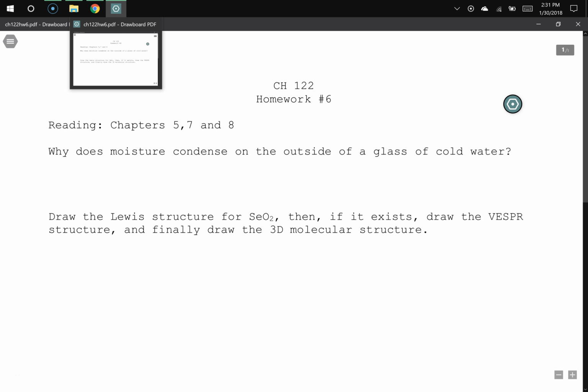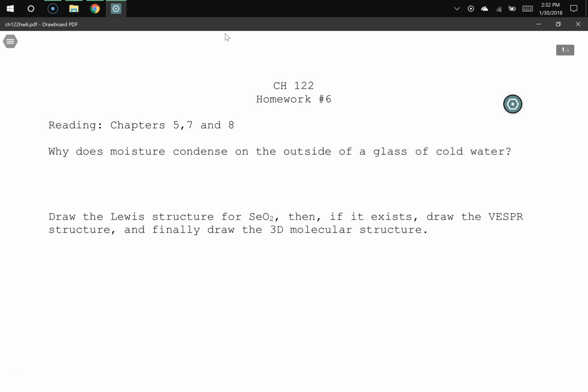Okay, how about this first question about condensation on a cold glass of water? What we got? The water vapor transfers energy into the cold glass, slowing down the water vapor. It turns into a liquid.